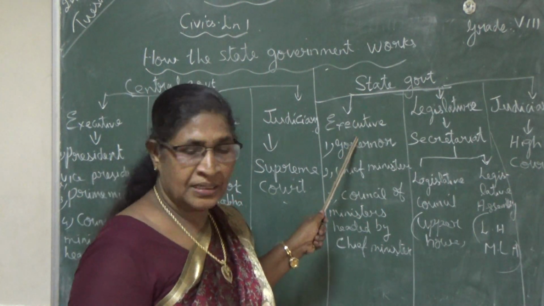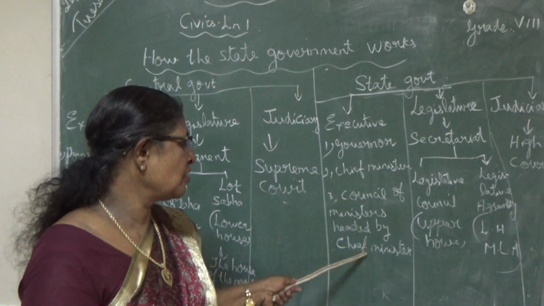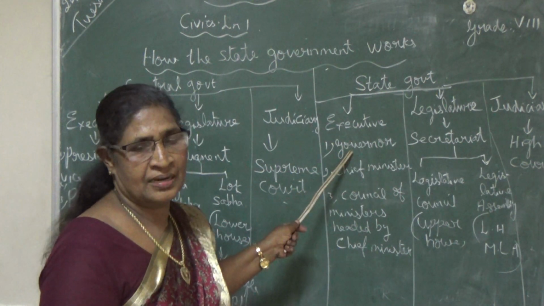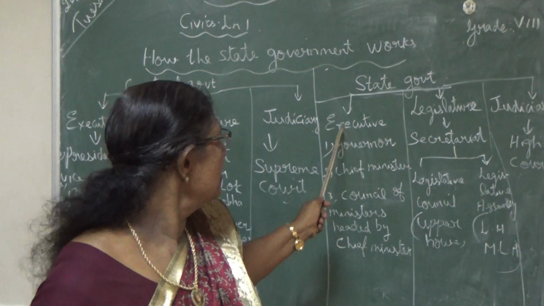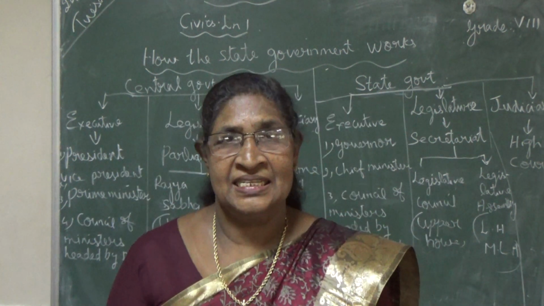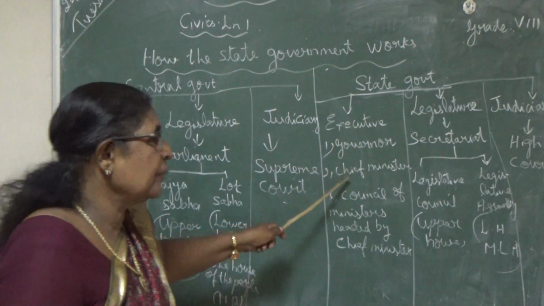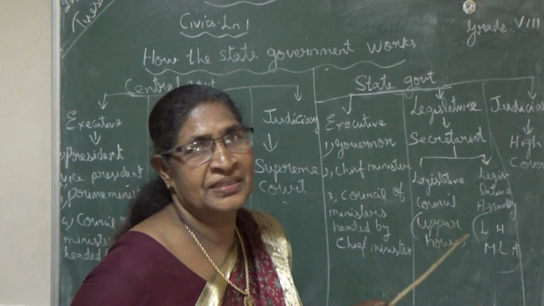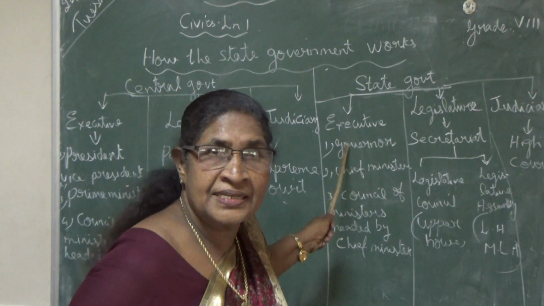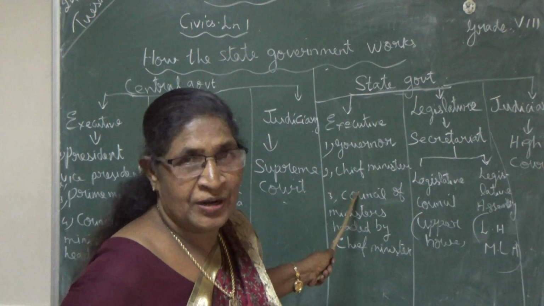I told you the members of the executive are the governor, chief minister, and council of ministers headed by the chief minister. Today we want to learn about the governor. He is the head of the state. The governor is the head of the state, but at the same time the chief minister is the head of the government. Do you understand the difference?